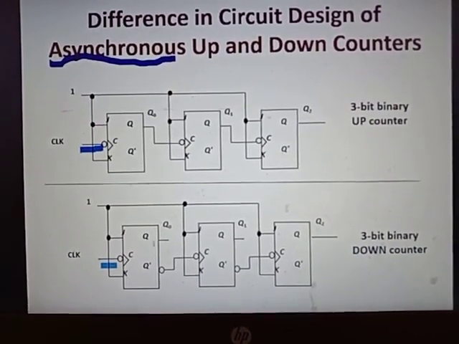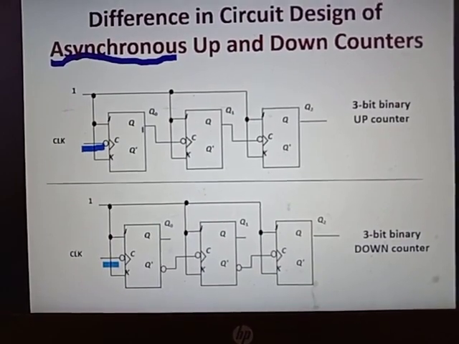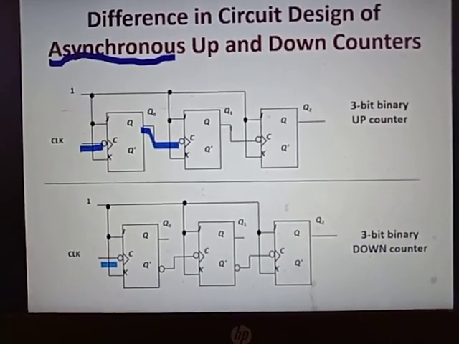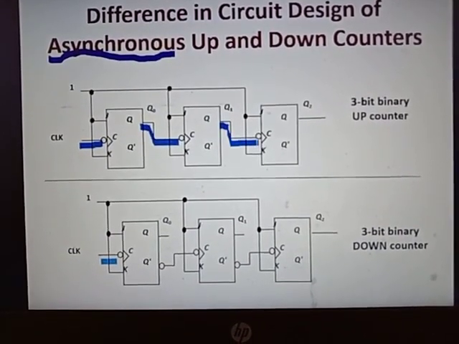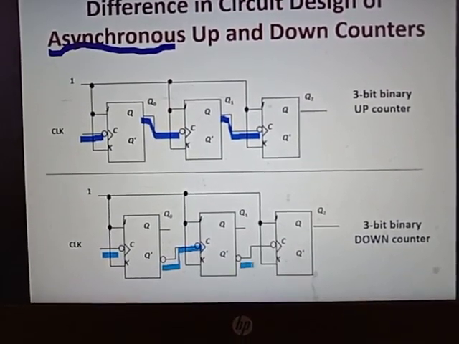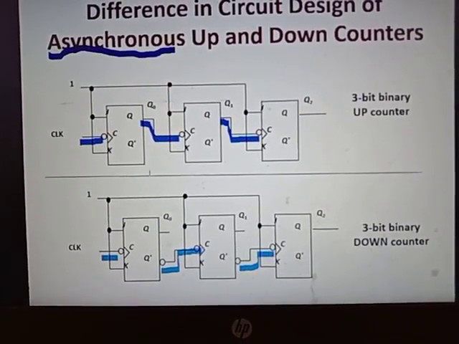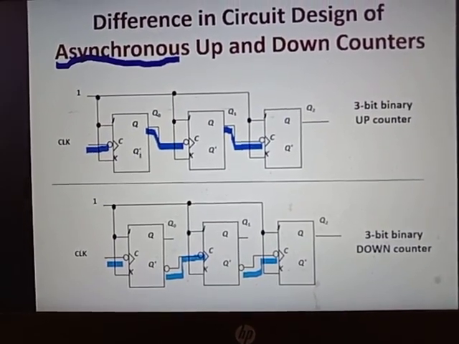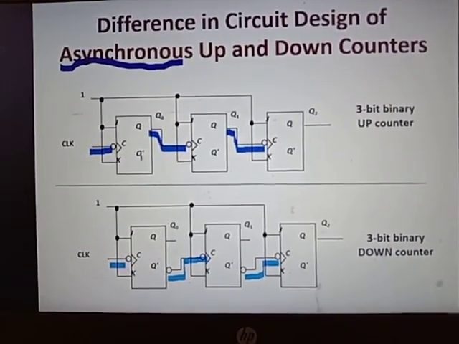Okay, and look at these two circuits. Here this Q value is connected as clock pulse to the next. Here it is connected as clock pulse to the next. But in this case Q bar is connected as clock pulse. This gives you the difference between these two circuits, correct? So you have two different output forms. Either you can connect this as clock pulse or this as clock pulse.